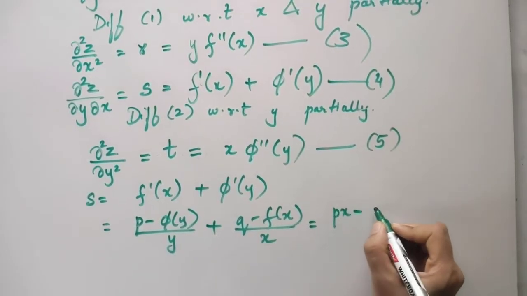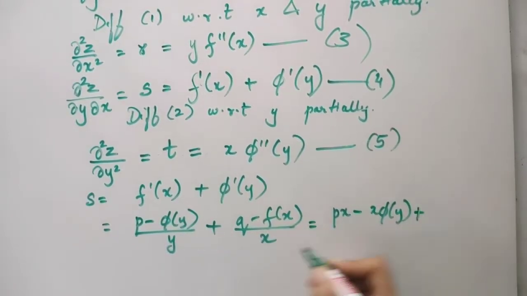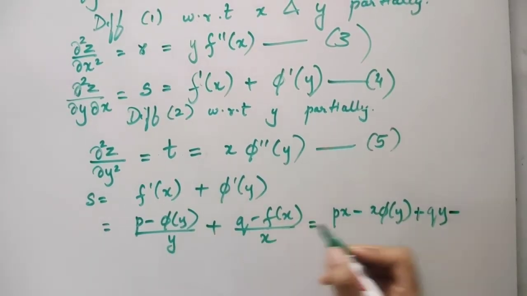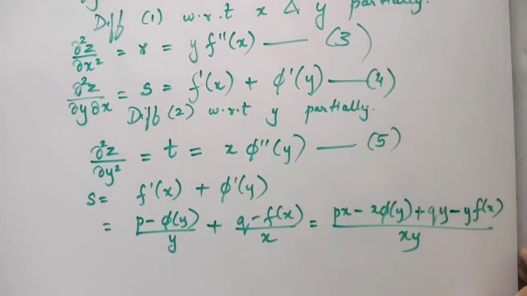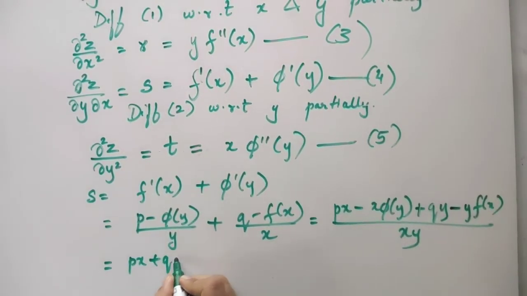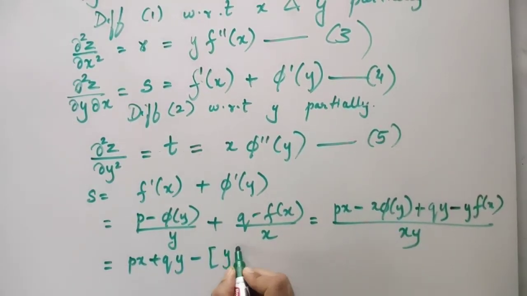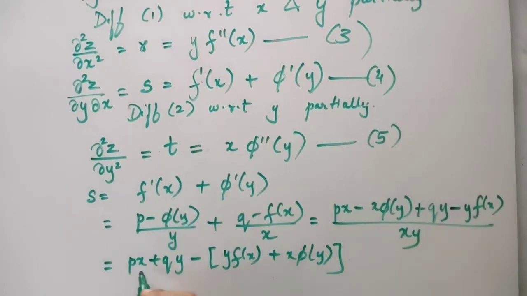So p into x minus x into phi of y minus, here it is plus, so q into y minus y into f of x divided by x and y, x into y. Okay, now that is equal to minus px plus qy, I'll take the minus sign outside, and I'll write everything inside. So you have y into f of x plus x into phi of y, this complete thing divided by x into y. So this is actually equal to s.